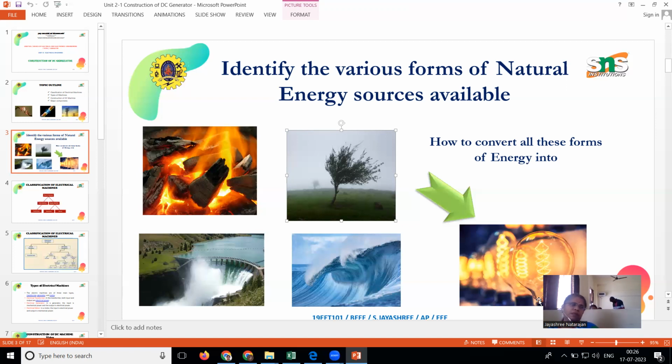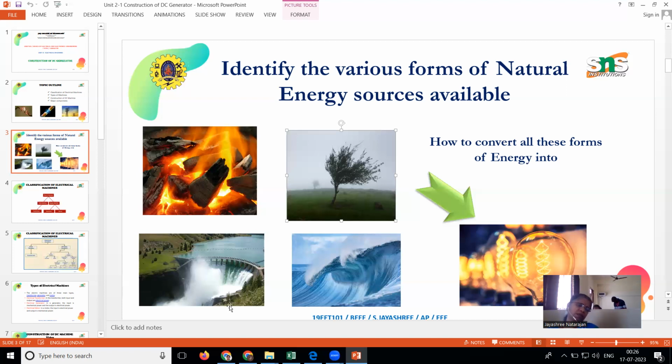So there are different types of hydro plants. One is pumped storage. That is an artificial way of storing water at a high head and producing electricity. That is used for peak hour hydro plants.